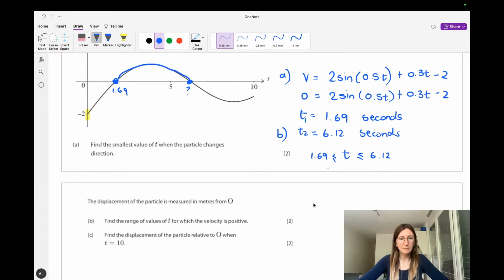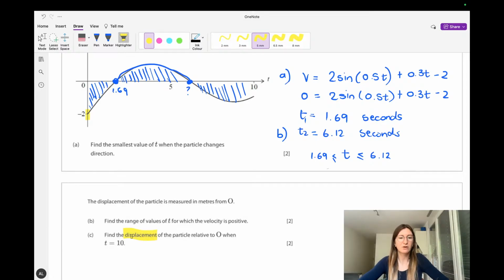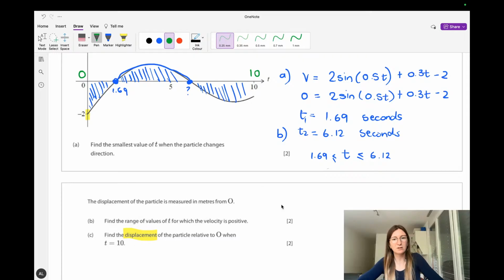Now, find the displacement of the particle relative to O when t equals 10. Displacement is the whole thing. So all of this area, this is displacement, the area under the curve, because we're going from velocity back to displacement. So we're integrating. So I want all of these areas, but it is displacement, not distance. So we don't need to do absolute value. So I want to know from 0 until 10, I want all of these values, but I don't need to do them separately and add them because it's displacement, not distance.